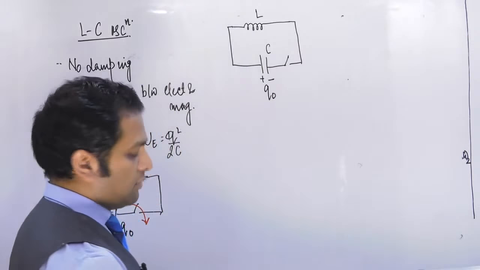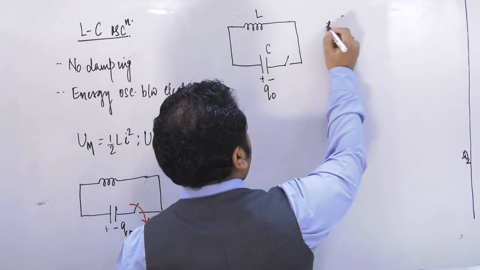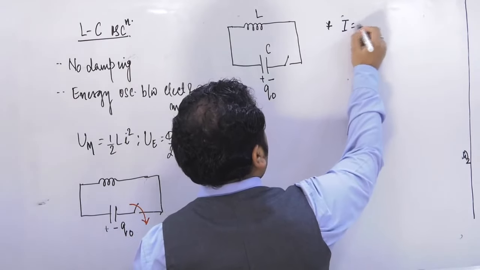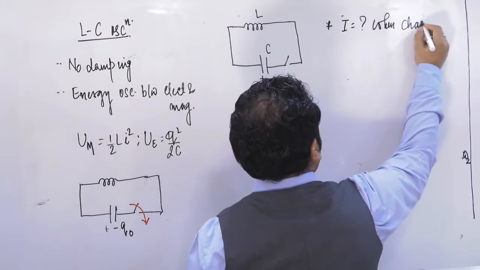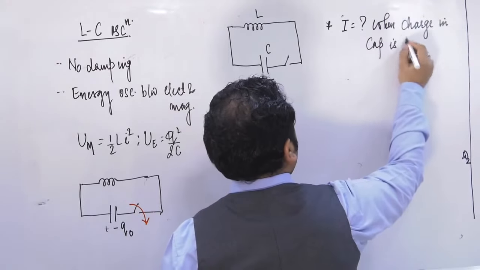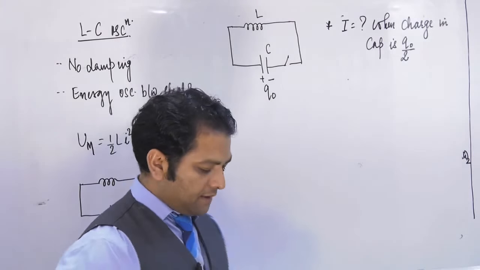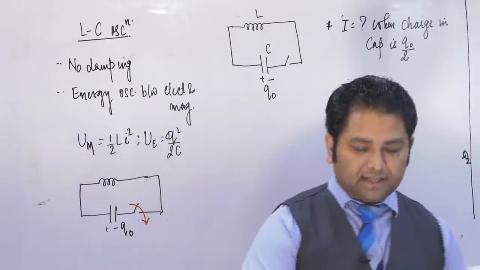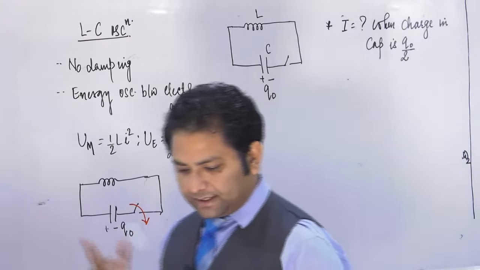So here my first question is that you need to find the current in the circuit when the charge in the capacitor is Q naught by 2. Yes, please proceed with this. By the time the charge in the capacitor reaches Q naught by 2, how much will be the current in this circuit? Try out.